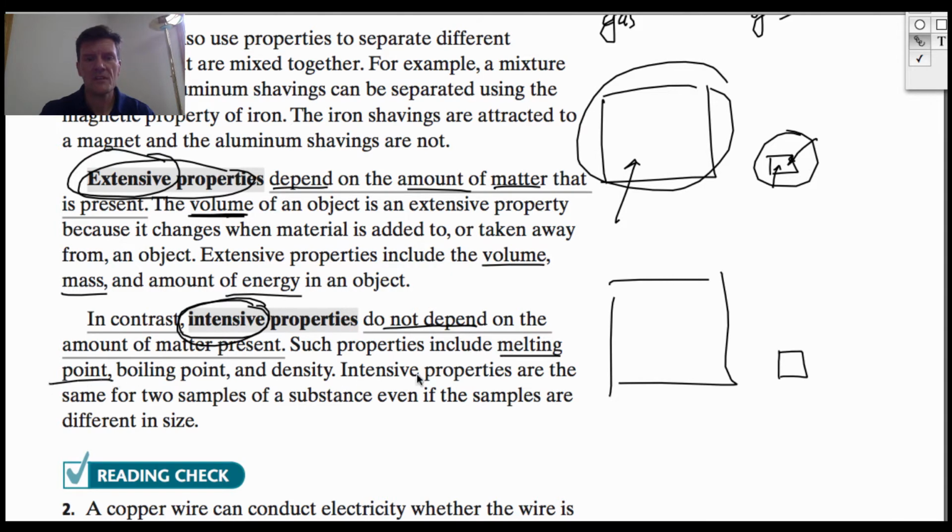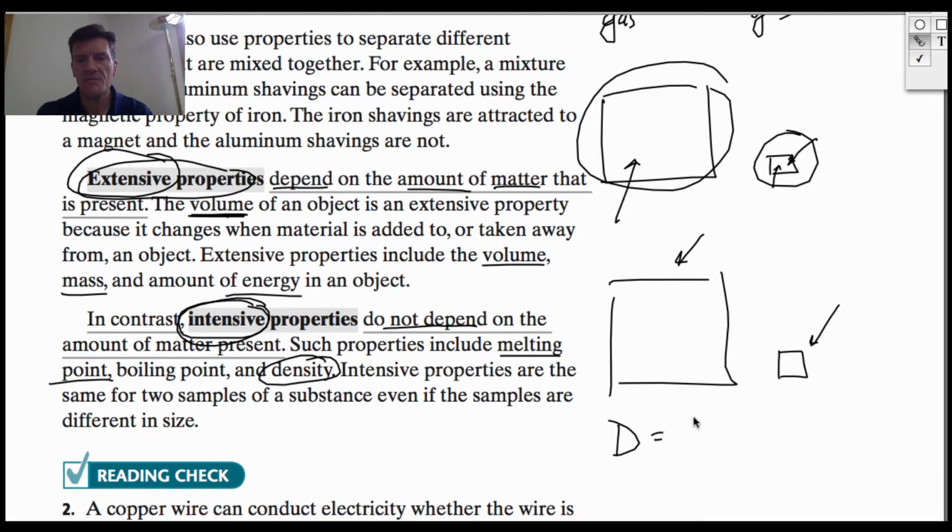Melting point. All right? If I heated this large amount up to a certain temperature of the same material as a small amount, they both will start to melt at the same temperature. It doesn't matter how much I have. Their melting points are the same. Their boiling points are the same. The density is the same.